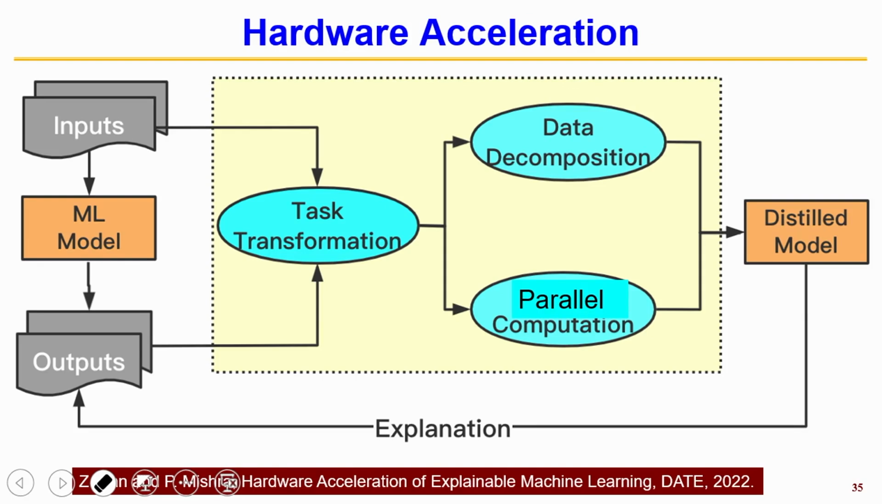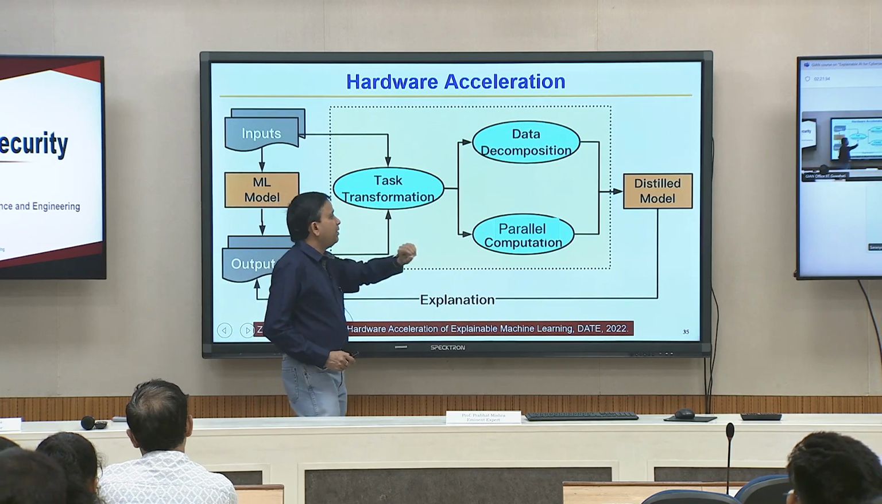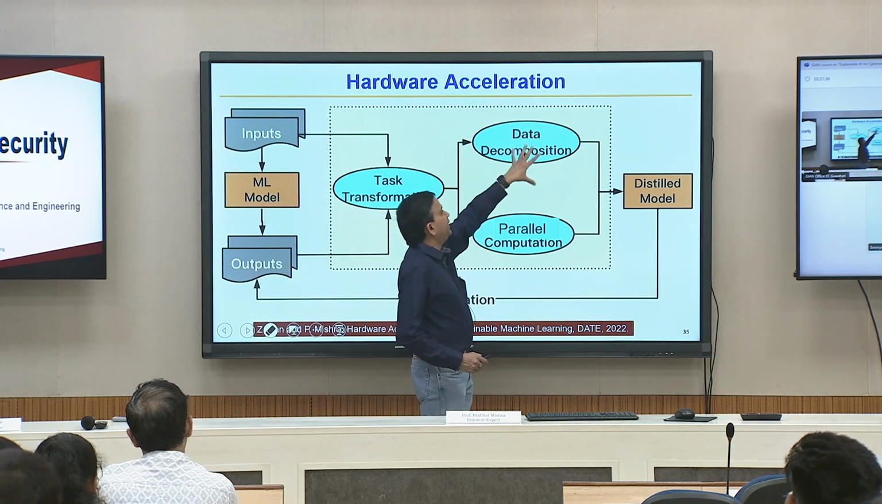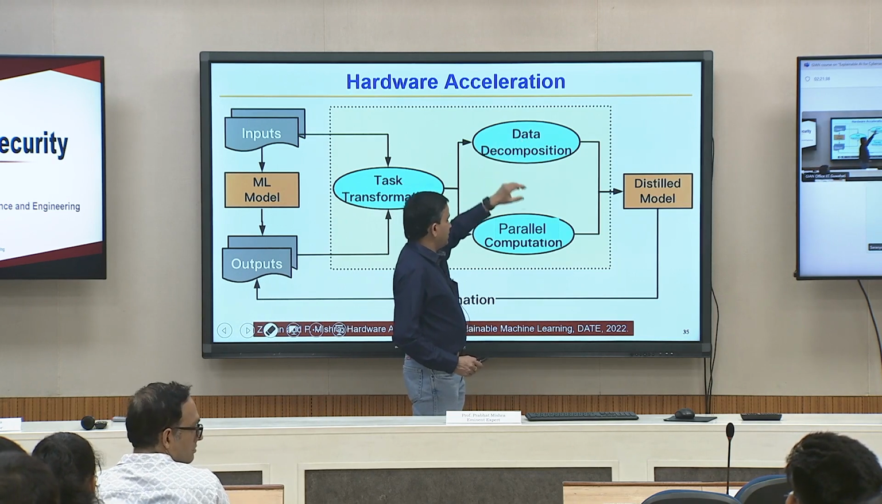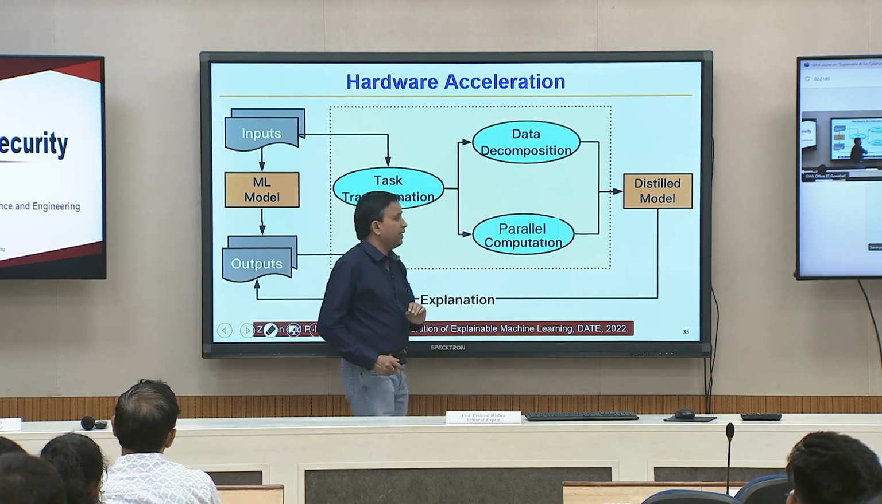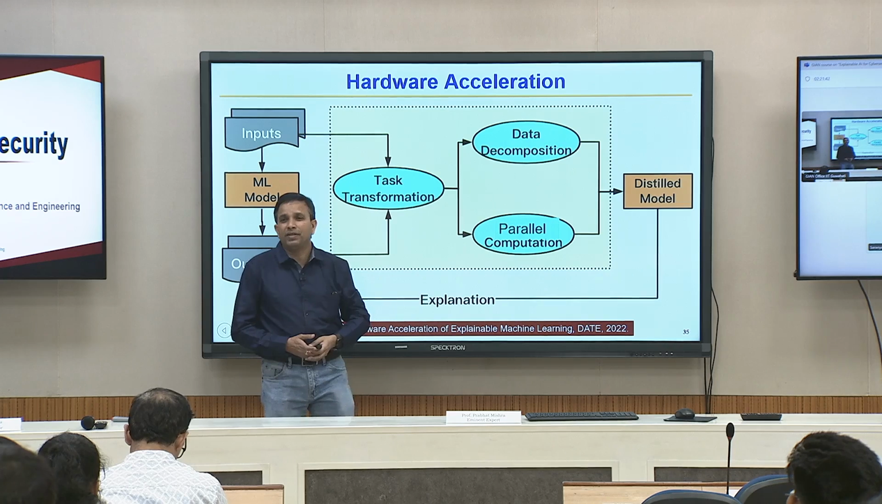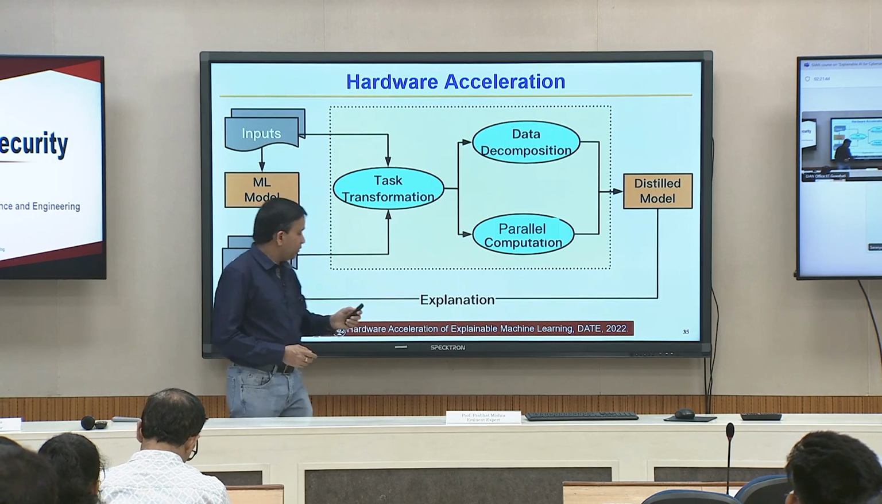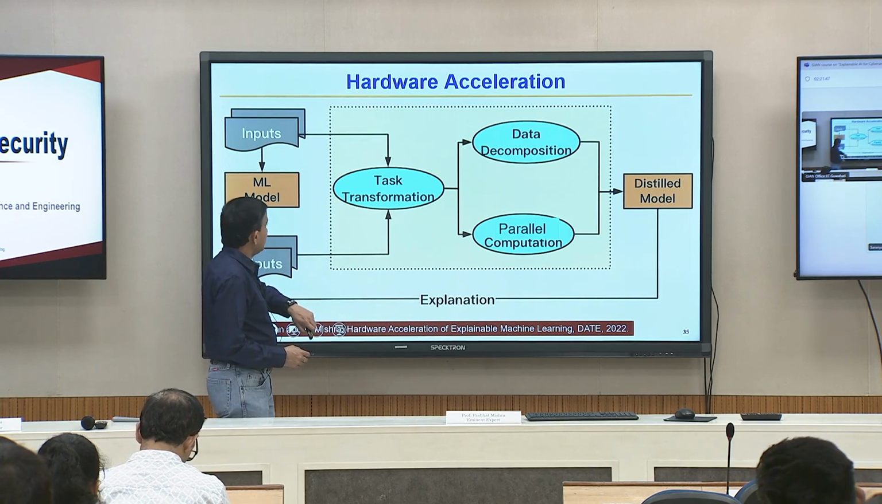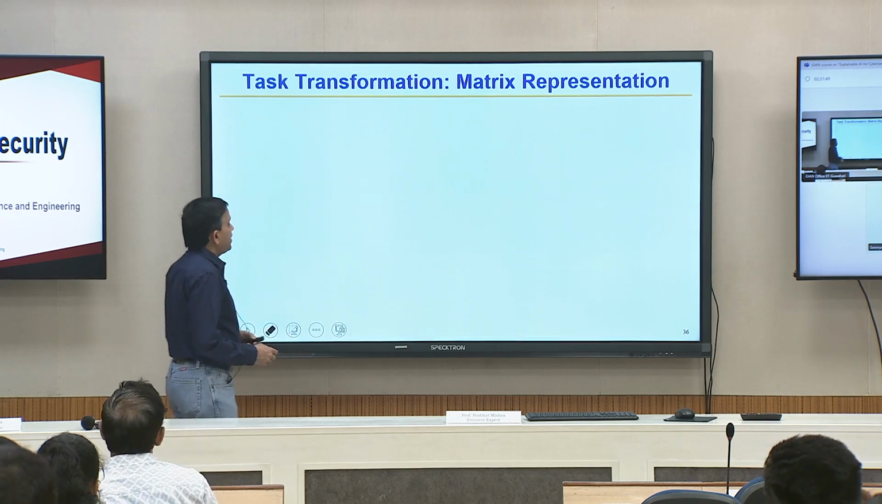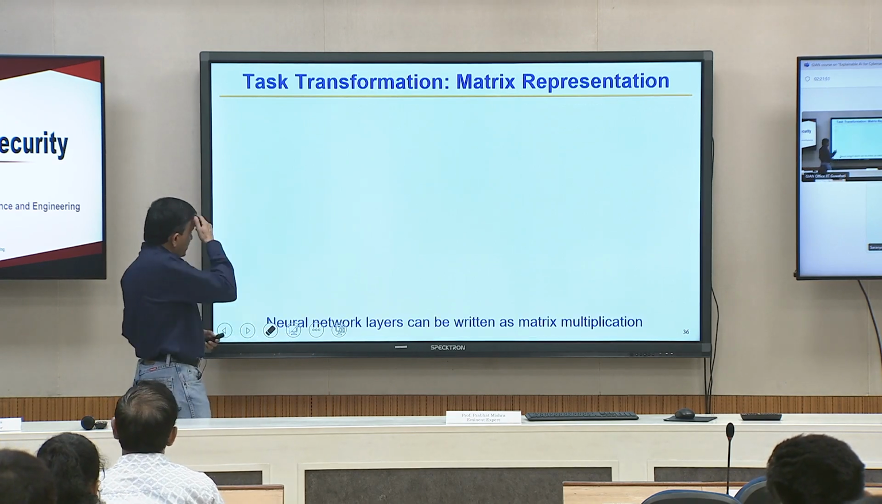So, in this particular one you basically have task transformation. The original computation that I wanted to do is not parallelism friendly, so I want to transform and modify it. I will show you some examples. Then the data I am dealing with, I want to decompose it, then parallel computation should be a no-brainer. Wherever you find parallelism, you perform that computation. So, task transformation.